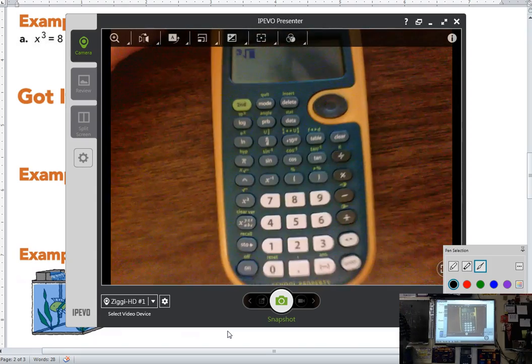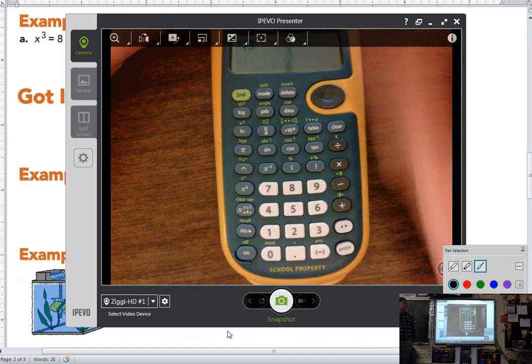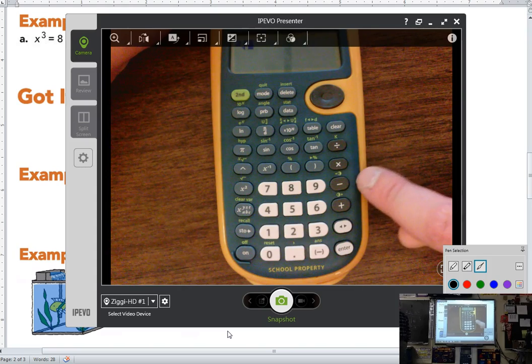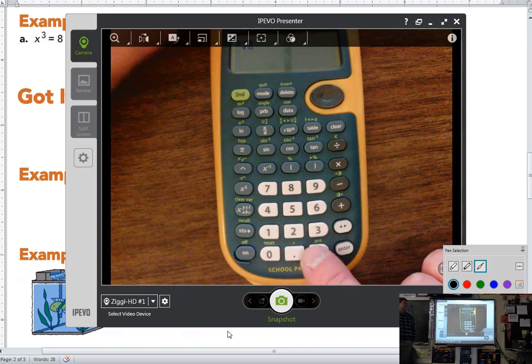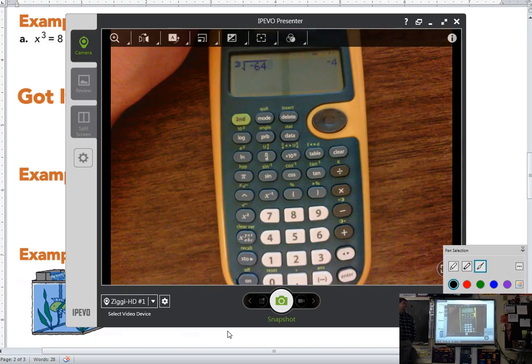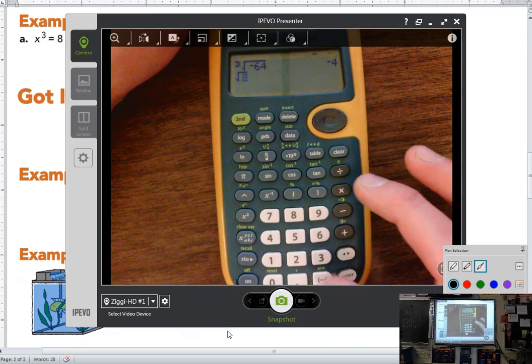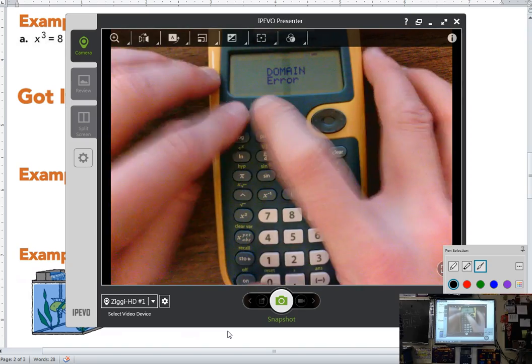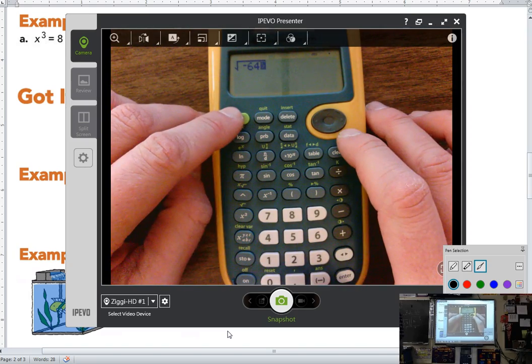Now you must make sure that you're using the negative button, not the minus. Otherwise you'll get an error. So we type negative 64. It spits out our negative answer, which is right here. But again, be careful. If you're doing square roots, your calculator's dumb and a lot of times gives you the wrong sign. So if I do square root of negative 64, domain error.